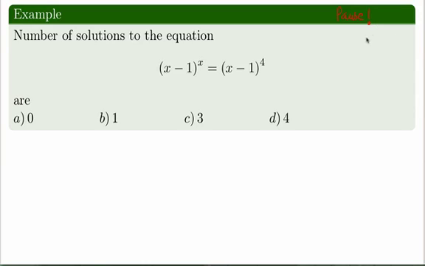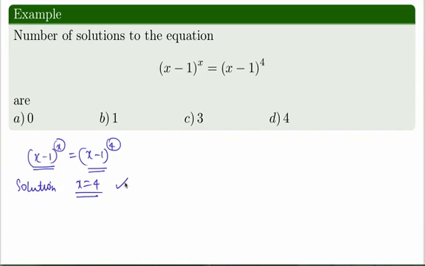Okay, I hope you're done with trying this problem. So let us solve this problem. The problem at hand is x minus 1 raised to x is equal to x minus 1 raised to 4. Now the obvious answer most of you might have got is the base is same here, so the powers have to be same. So the solution is yes, x equals 4. That's correct. But there are other solutions also. What are the other solutions?